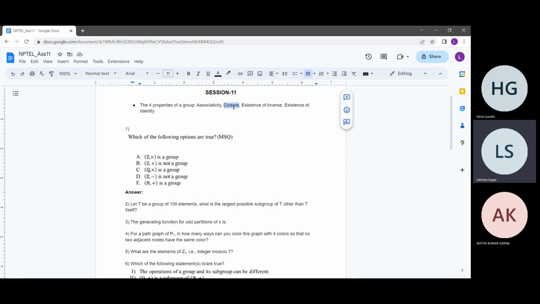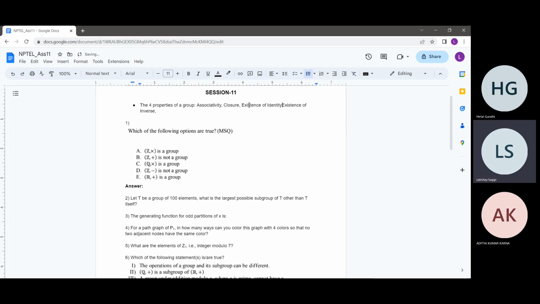So A plus B should also belong to the group. This is what you call the closure. Similarly, the four properties of a group are: it should be associative, it should have the closure property, there should be existence of identity, and there should always be existence of inverse.